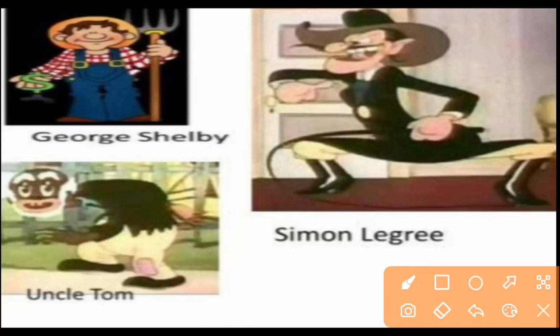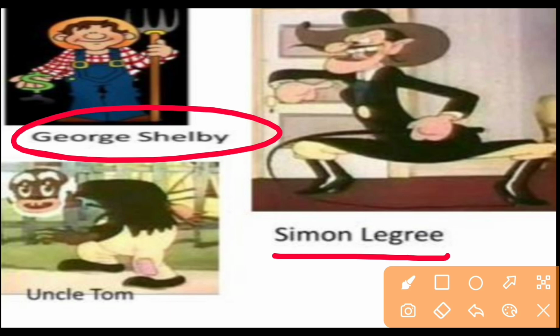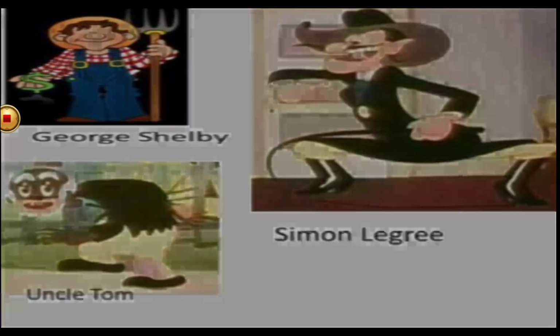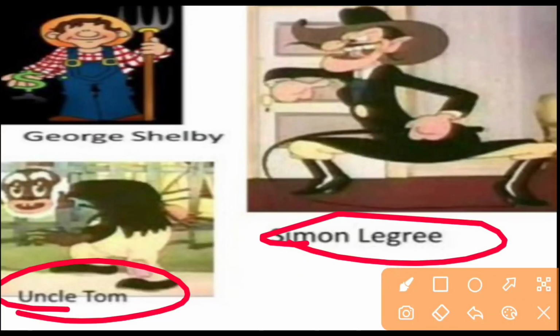In the meanwhile, Simon Legree beats Tom to such extremes that he dies, and George Shelby arrives too late with the money to buy Tom's freedom. At this point, we come to know that George Shelby's father, whose name is Arthur Shelby, had died by then.